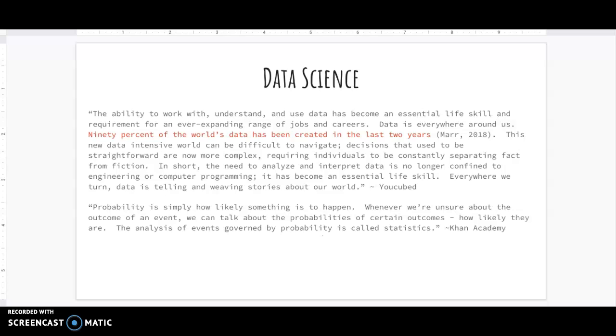Go ahead and take a minute. You can pause the video and just read through some quotes that I found that really stuck out to me today. Specifically, that 90% of the world's data has been created in the last 2 years. I thought that was so powerful, so impactful. It just shows what a growing field data science is and how important it is for everyone to know how to gather, organize, and interpret data.